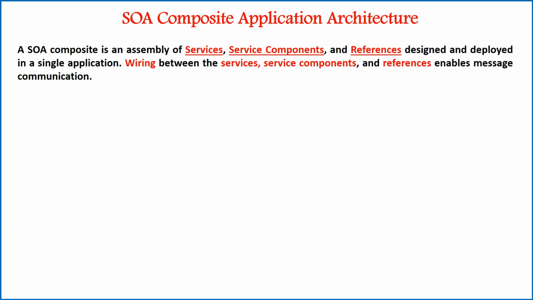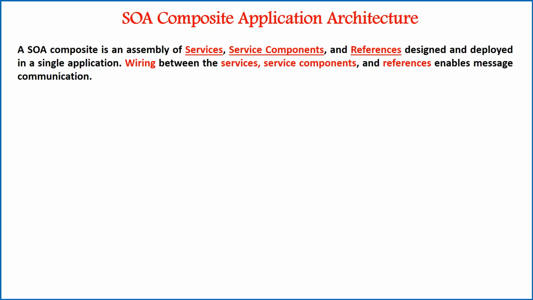And then there is wiring between the services, service components, and references. They are all different components. You have services for getting the data from the outer world. You have references to send the data to the outer world. And in between, you have a service component, which does a certain kind of processing based on the logic that you have defined in SOA. All three components are linked with each other. Services send the data to a service component. After execution, service components send data to references so that it can go to the outer world. So all three are connected with the help of wires.